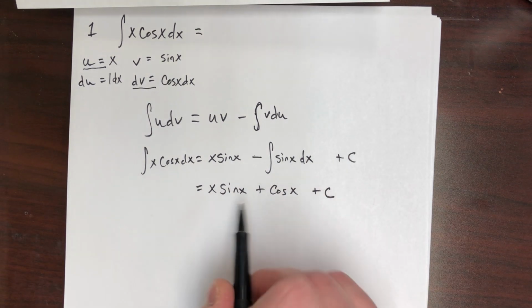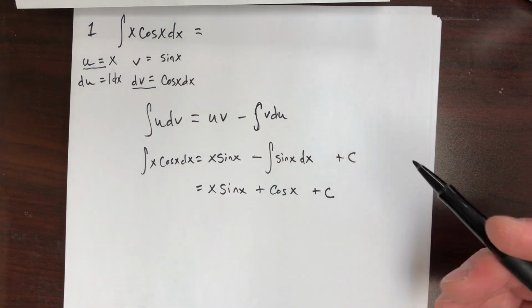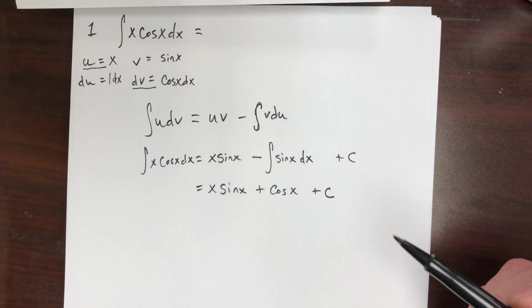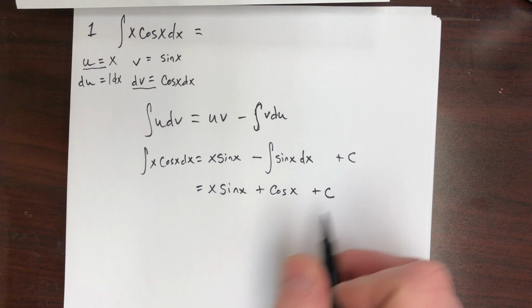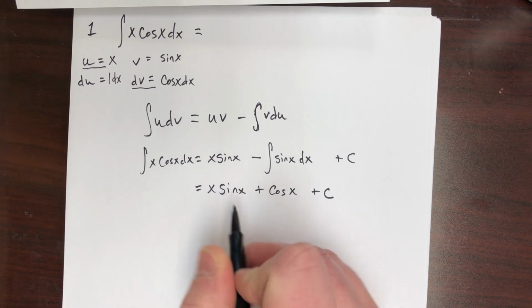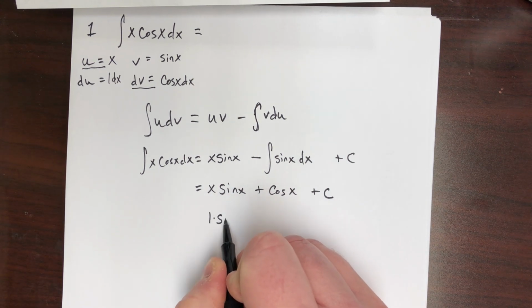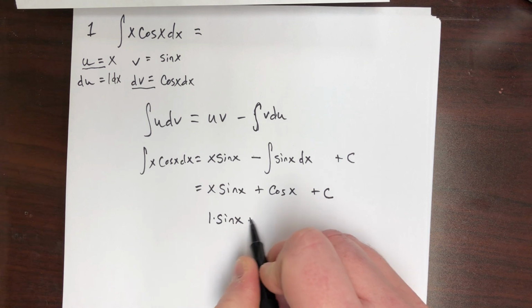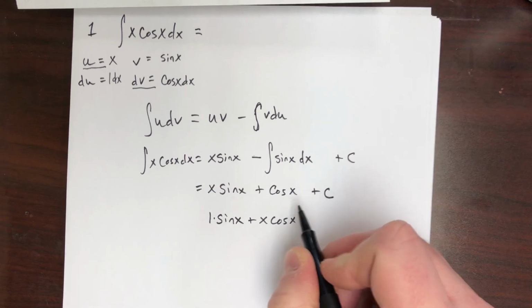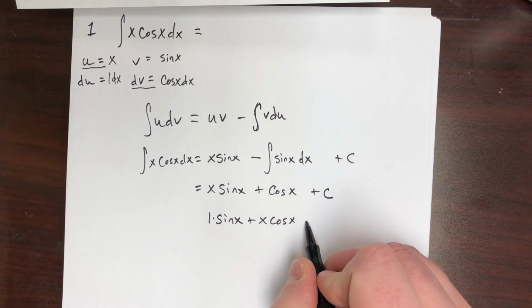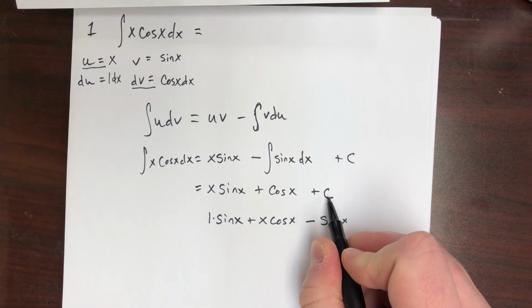So let's see. Is this the actual antiderivative of our initial integral? Well, let's take the derivative of this. This one's going to be product rule, right? So 1 times sine x plus x cosine x. And the derivative of plus cosine x is minus sine x, and the derivative of a constant is 0.